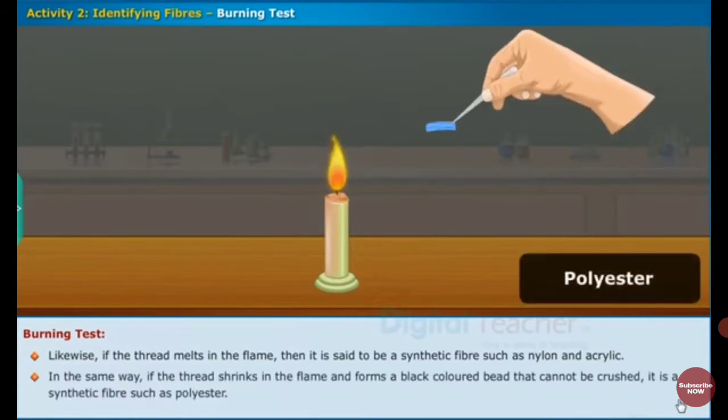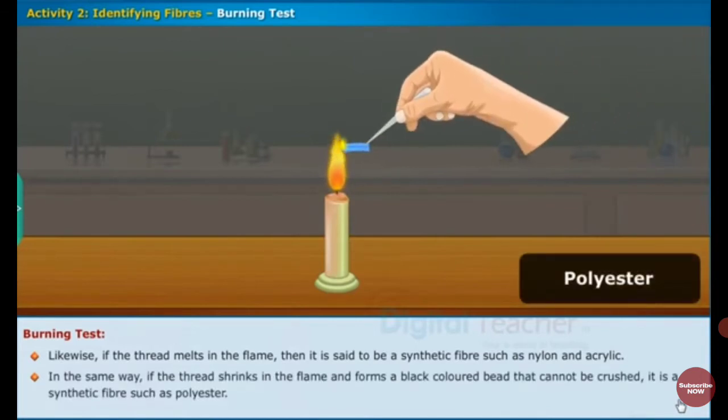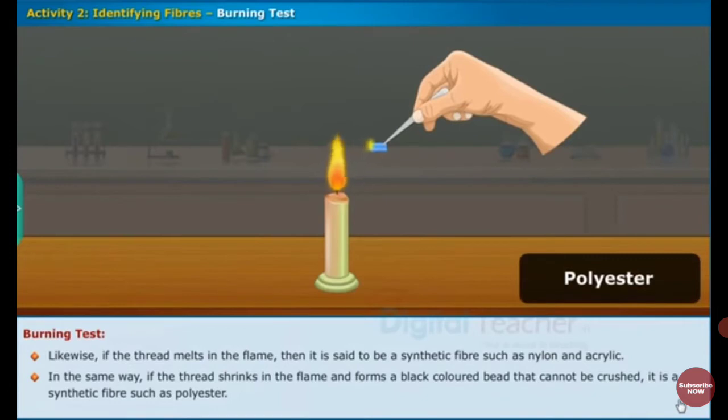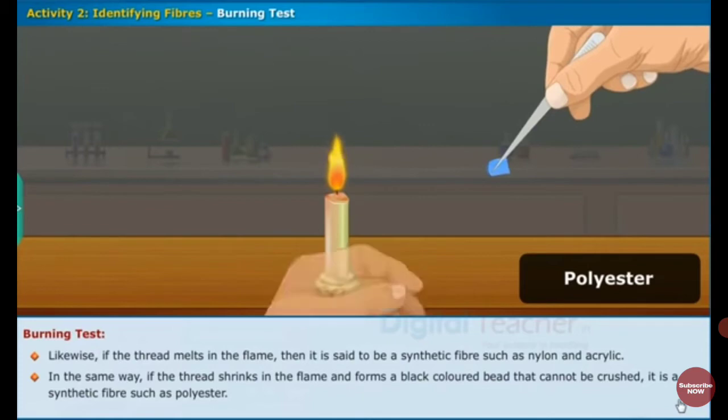In the same way, if the thread shrinks in the flame and forms a black colored bead that cannot be crushed, it is a synthetic fiber such as polyester.